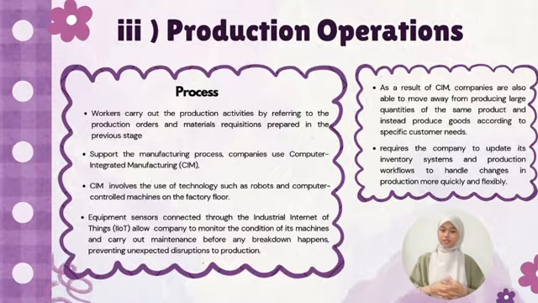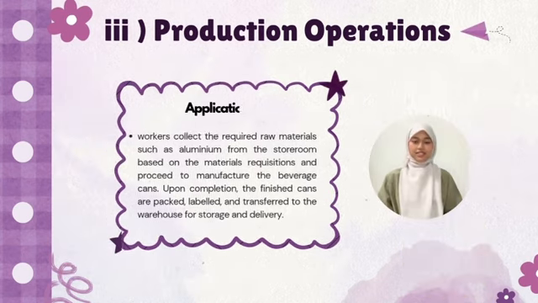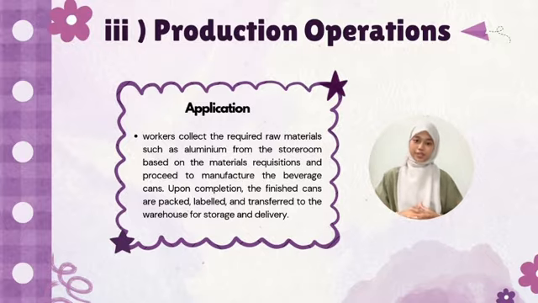And here is the biggest strategic impact. Because of CIM, companies are no longer limited to mass producing large quantities of the same product. They can now produce goods according to specific customer needs. This is essentially mass customization, but this flexibility comes at a cost. It requires the company to constantly update its inventory systems and production workflows so that they can handle these changes quickly and flexibly. Next, let's apply it to our case company.